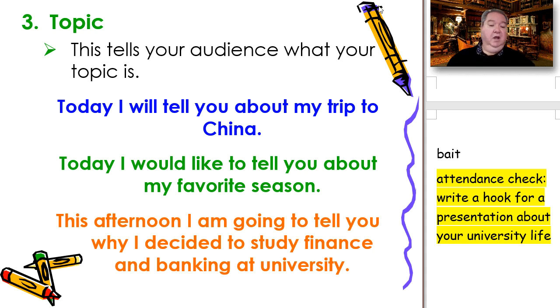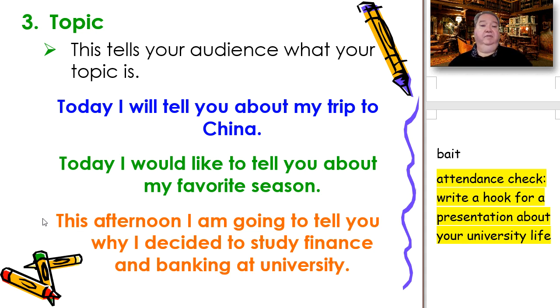So notice these are three different topics, okay? I'm going to use these this week to talk about these different sections, to talk about the presentation structure. And I've done a little color coding here. So the one about China will be in blue, the one about my favorite season will be in green, and the one about studying finance and banking is obviously in orange. So that's why these are 3 different presentation topics, and I'll be using these for examples over the next couple of days.